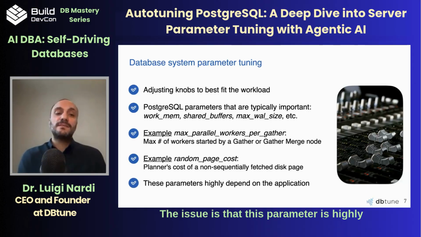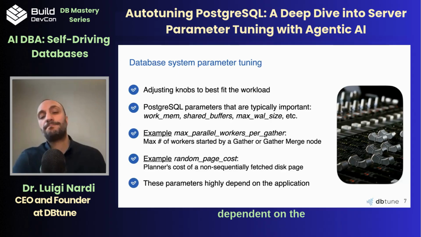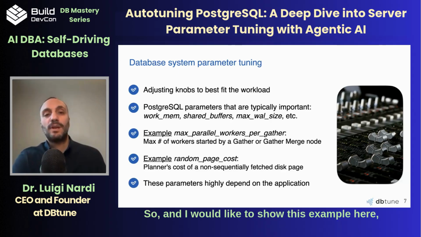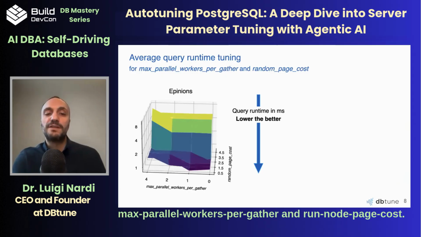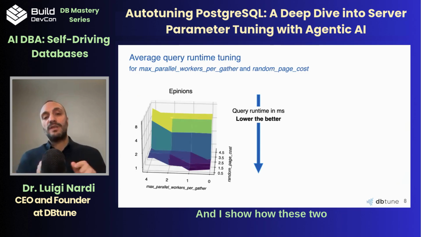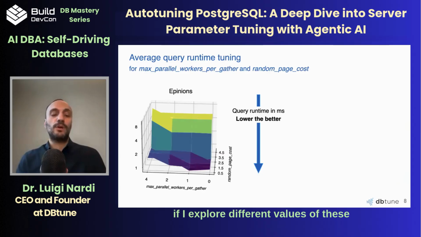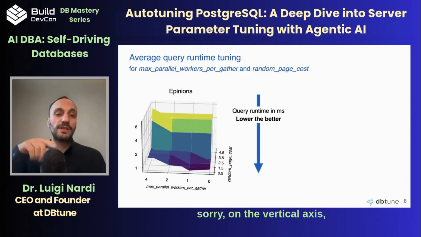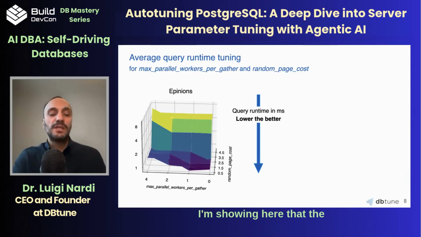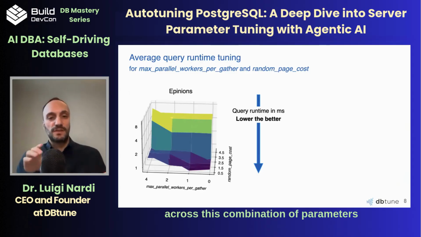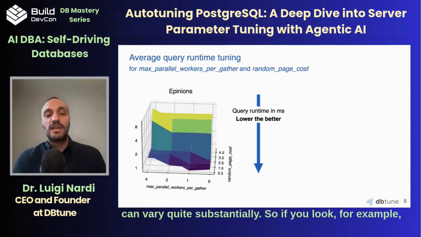The issue is that this parameter is highly dependent on the application. And I would like to show this example here, where I talk about these two parameters that I just introduced, max parallel workers per gather and random page cost. I show how these two parameters, if I explore different values, and I show on the vertical axis the query runtime in milliseconds, so lower the better. I'm showing here that the performance that you get across this combination of parameters can vary quite substantially.